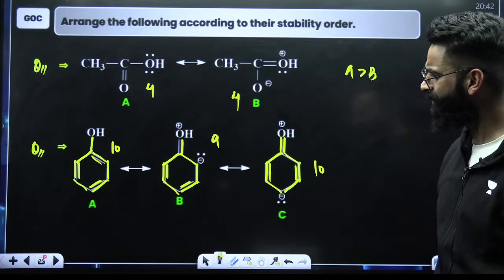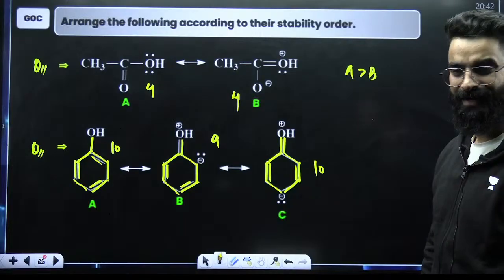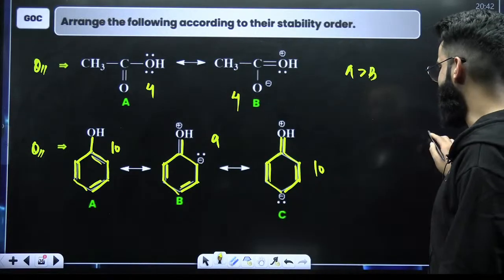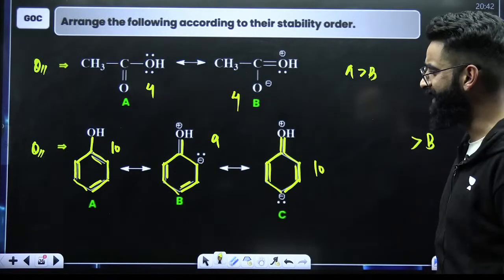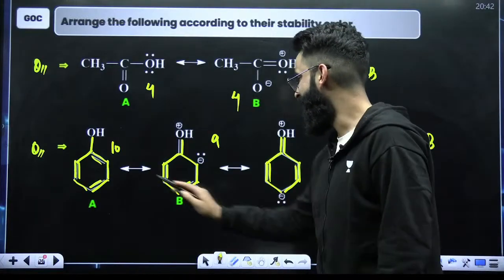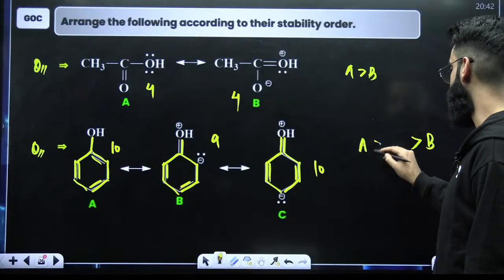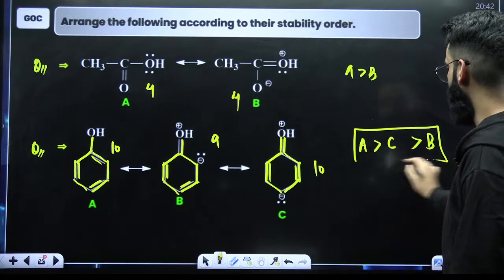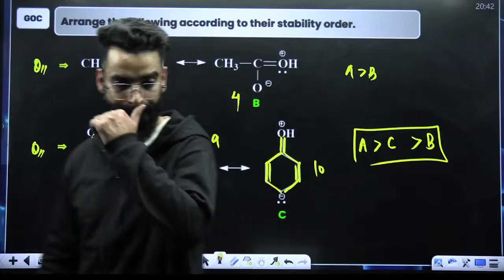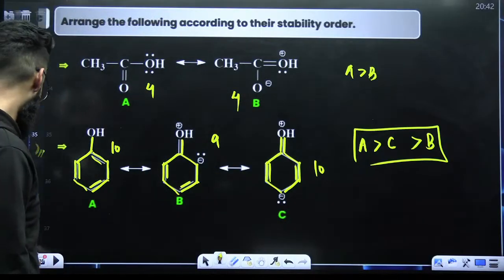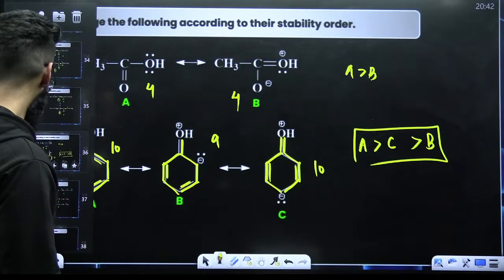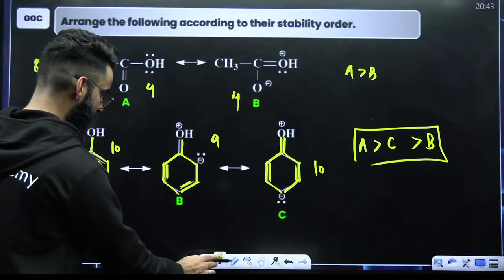You're done. You're sorted. Lesser the bonds, lesser the stability. So B is the least stable one. Among A and C, here atoms do not carry any charge. Here atoms carry charge. So A is going to be more stable than C, followed by B. So ACB is going to be the order. Right? ACB is going to be the order. Correct, guys?